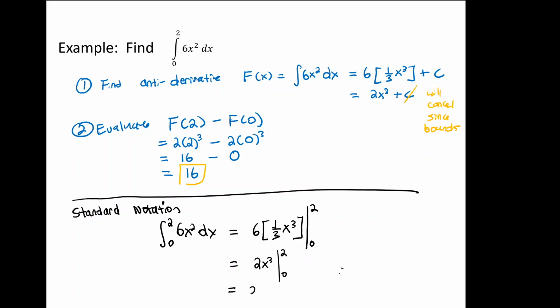Plug in the top number: 2 times 2 to the 3. Plug in the bottom number: 2 times 0 to the 3. 16 minus 0. 16.